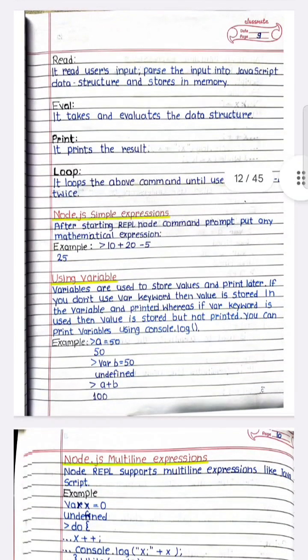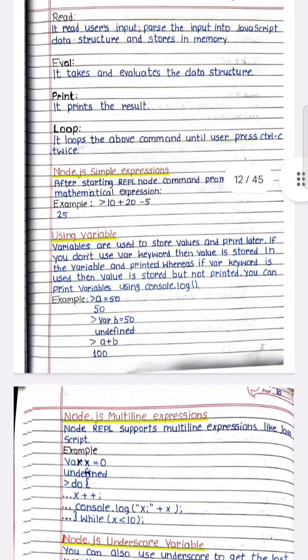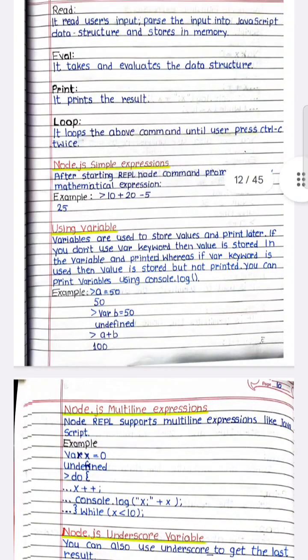Next is Node.js expressions. The first example is 10 plus 20, which gives 30. Then 10 plus 20 minus 5 is equal to 25.